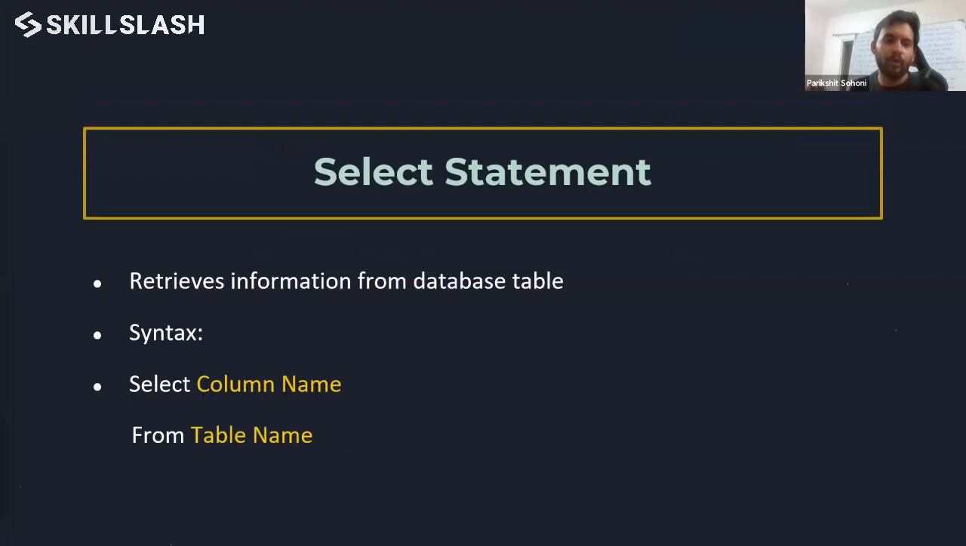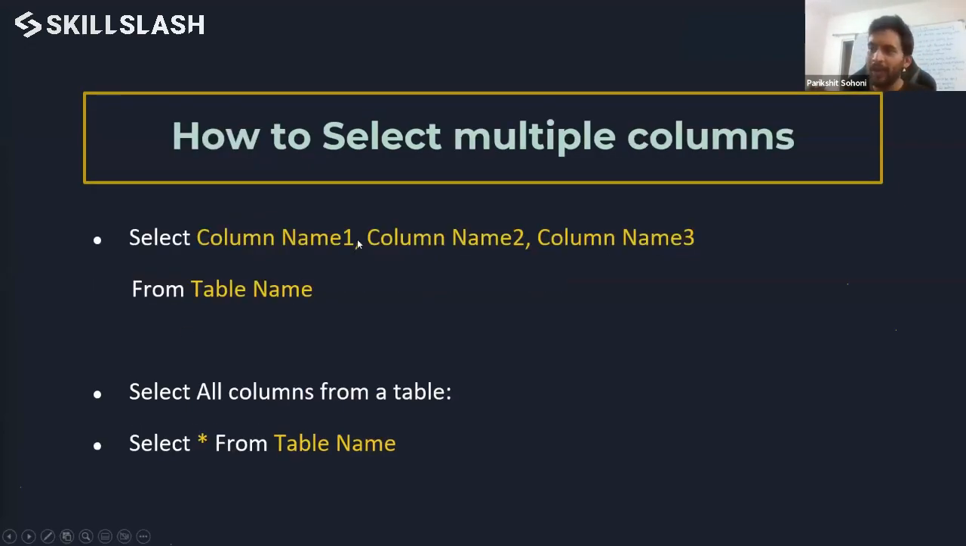I'll repeat it one more time. The select statement is going to help us retrieve information from a database table. We tell SQL to select these many columns, single column or multiple columns, from what table? From this table. If you want to select multiple columns, you can just write them as comma separated names. If you want to select all the columns, you can just write select star from that particular table name, and all the output will be given to you. Any doubts in the select statement? Clear? Okay, perfect.